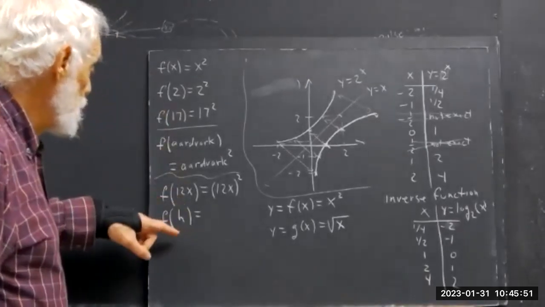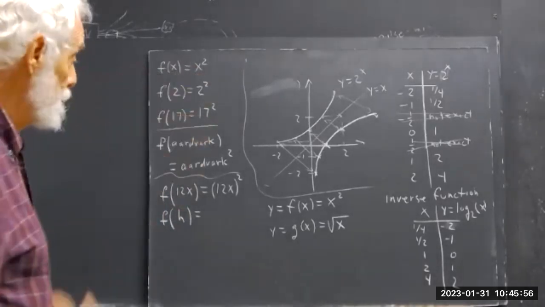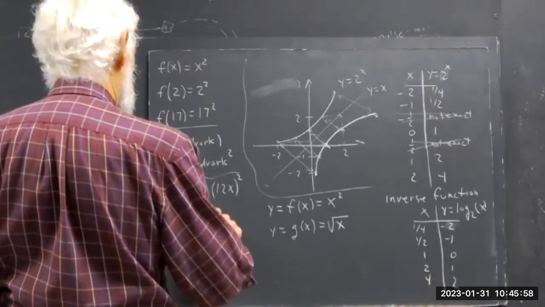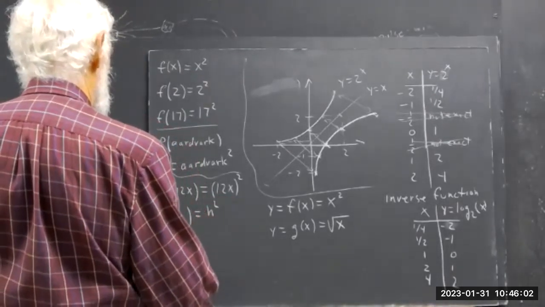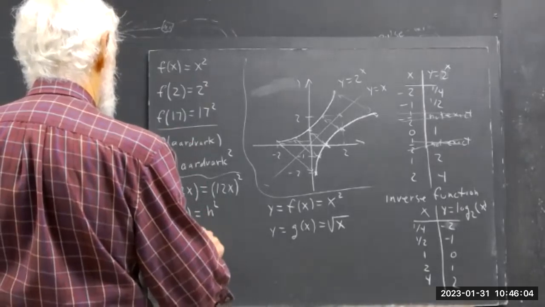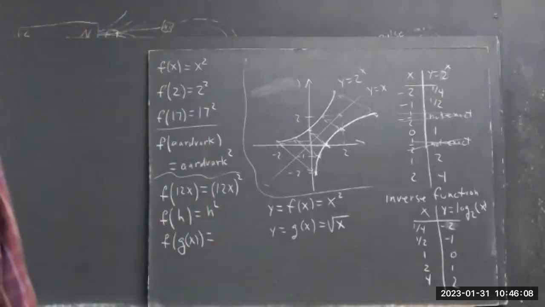Well, can't give you too much time here. H has replaced x, so h has to replace x. f of h is h squared. Okay. So what's f of u of x? Okay. I'm going to take a look.